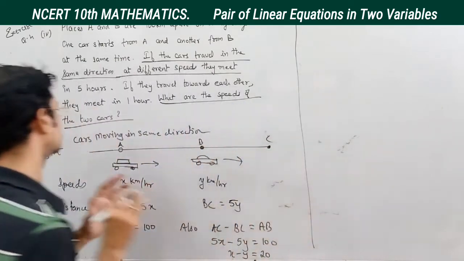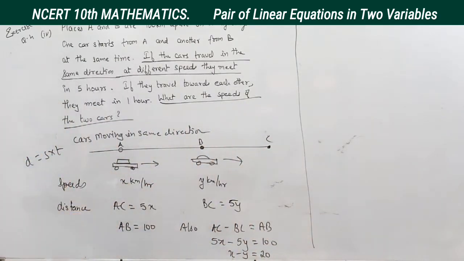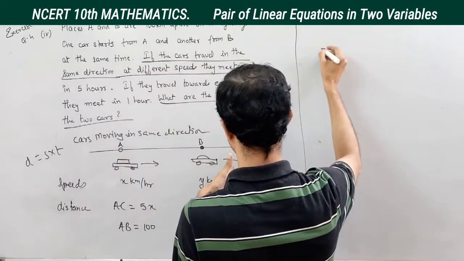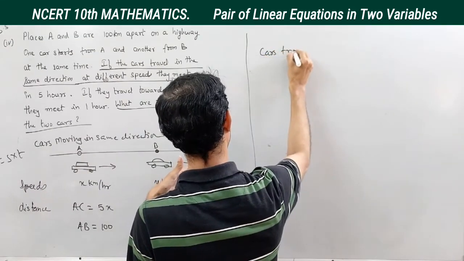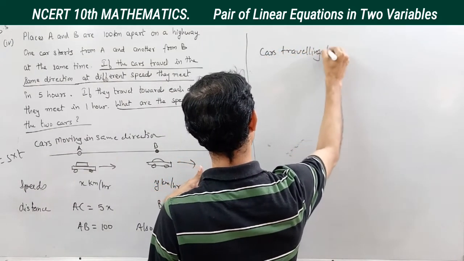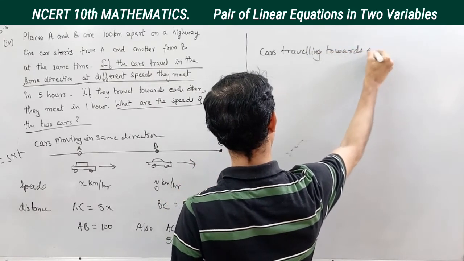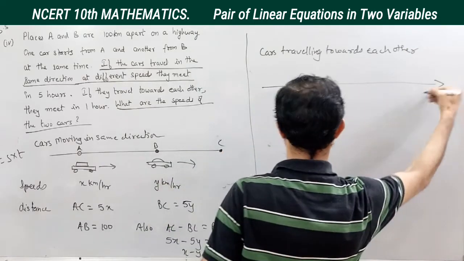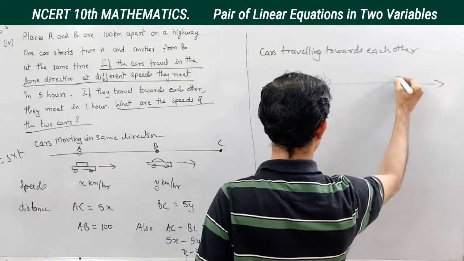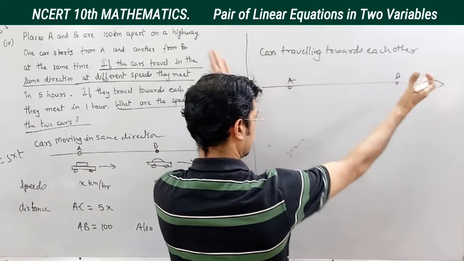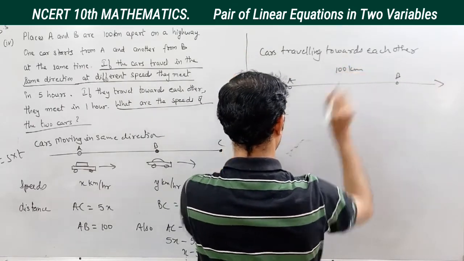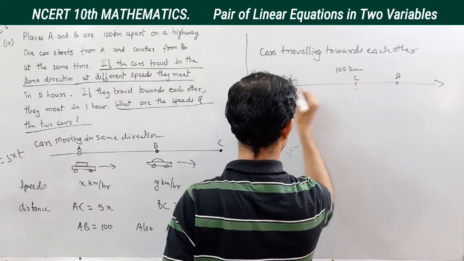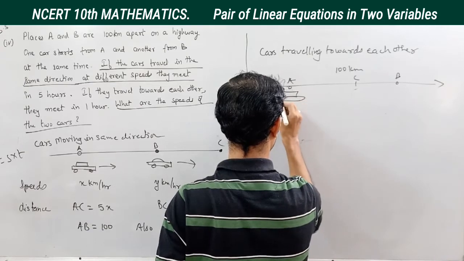Now the second case is like this. In the second case, both of them travel towards each other. So this is the highway, this is point A, this is point B. Both of them are at a distance of say 100 kilometers, and they meet here. They meet at point C.